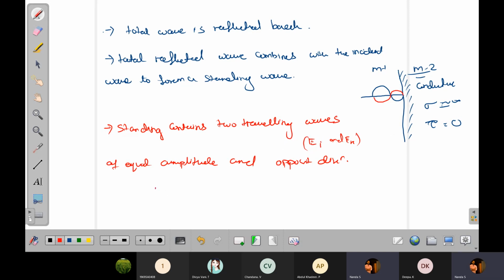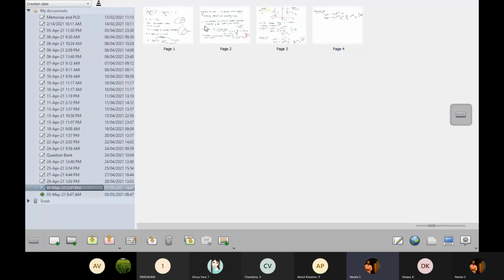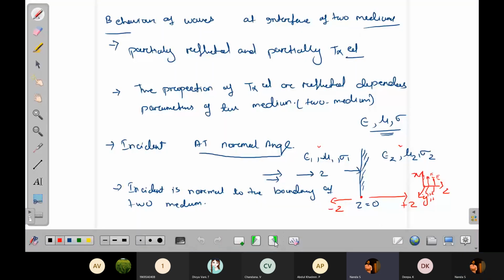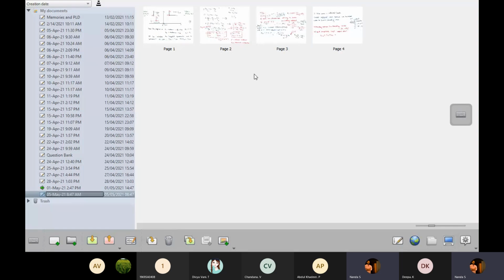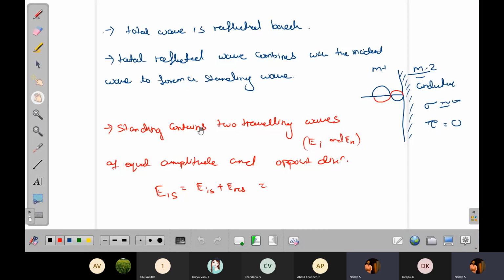So for that we can write E1S, that is the total electric field in medium 1, equals EIS plus ERS. I am writing this EIS and ERS in phasor form. If you have written the notes, you should refer to them while I write this, so it should be easier for you.